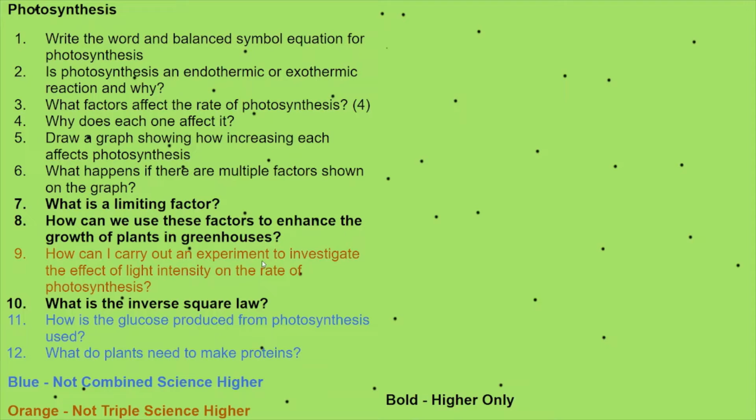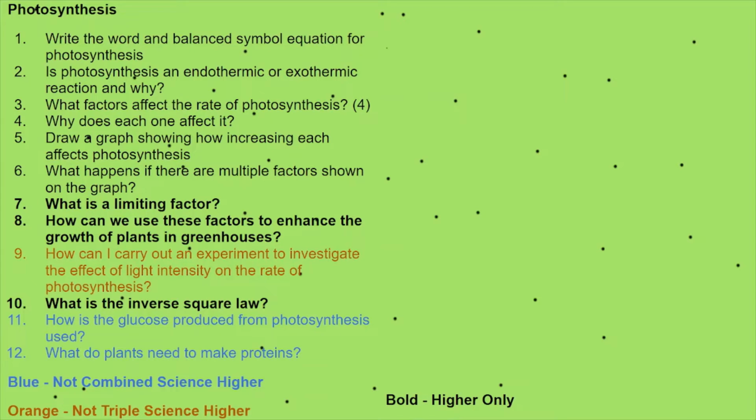It's an experiment to investigate the effect of light intensity on the rate of photosynthesis. So as we know, light intensity increases the rate of photosynthesis as it gets brighter. So the way we're going to set this up is we're going to use pondweed in water. There's two ways of setting it up. There's the easy way and there's the scientifically accurate way.